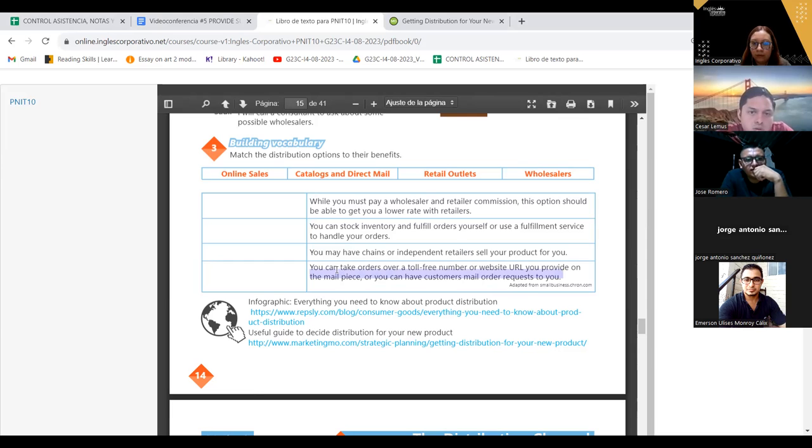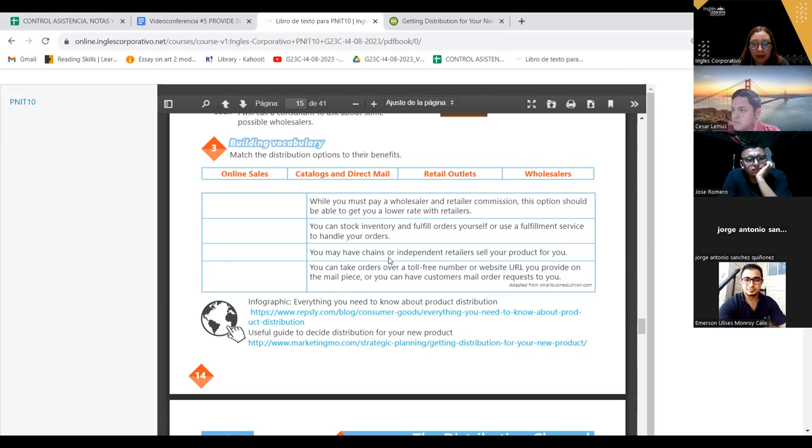Maybe online sales. Okay. I think this one is catalogs and direct mail. Especially because it says mail. It doesn't mention anything else, right? So mail, and it's talking about mailing a piece or mailing orders. So probably catalogs and direct mail would be this one, right? Okay, let's read the next one.